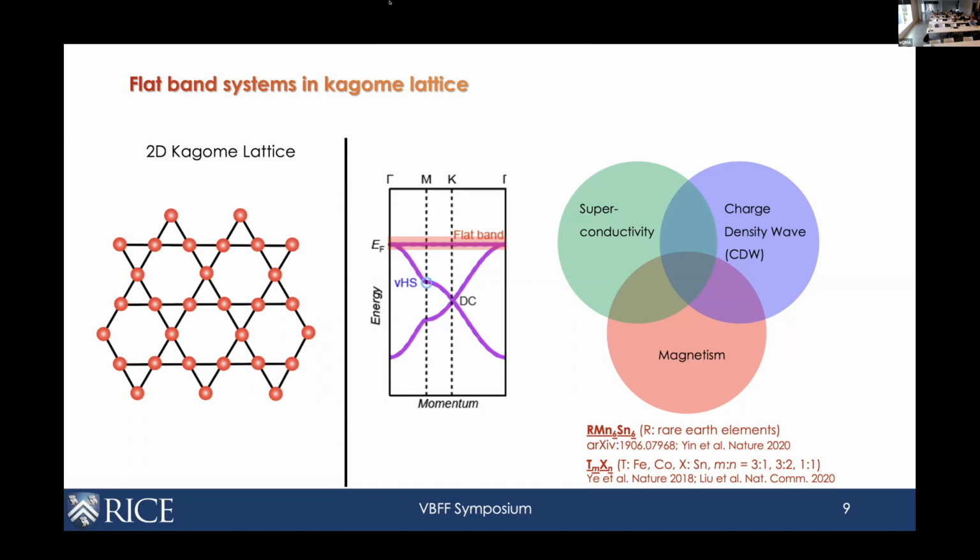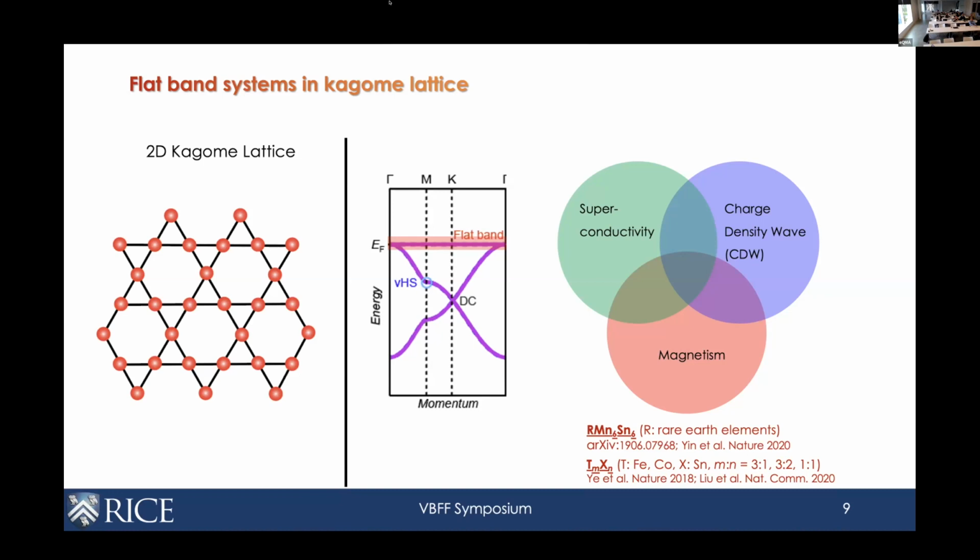So you can think about if you tune your Fermi level there, then that can also give you some sort of electron instability. Beautiful. So our community together has worked on a whole bunch of Kagome materials in the past couple of years. And if you look around amongst these materials, there are 3 phenomena that have been identified, right? You can have superconductivity in some, charge density wave in some, and then magnetic order in others.